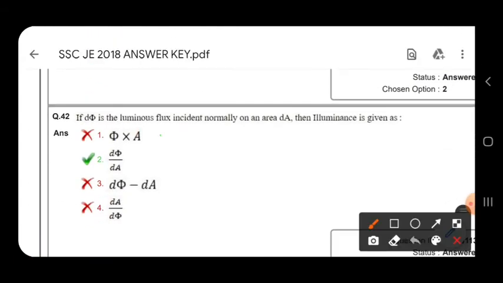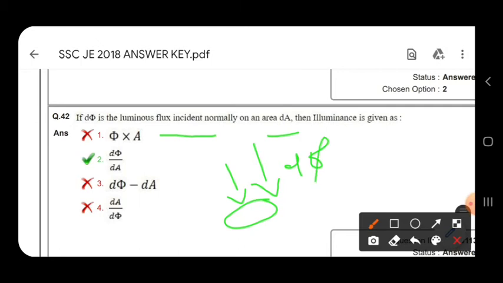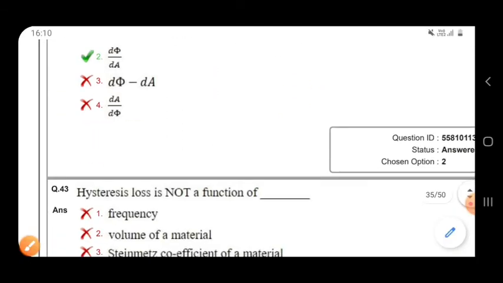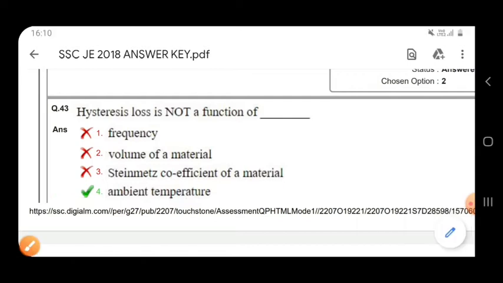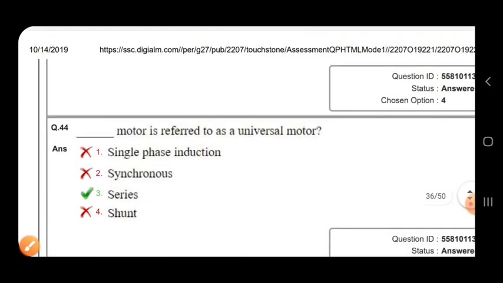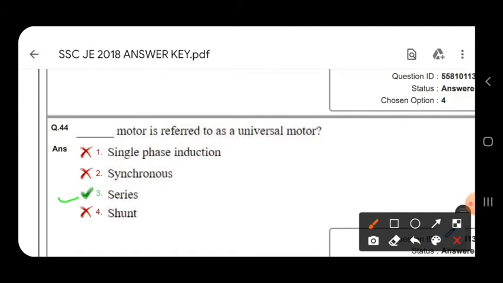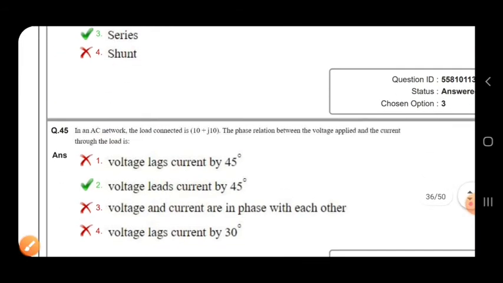If d phi is the luminous flux incident normally on an area of dA, just imagine this is an area and the flux incident is d phi, so the illuminance is d phi upon dA. Hysteresis loss is not a function of ambient temperature because hysteresis loss does not depend on ambient temperature. Series motor is known as a universal motor. All of you know this, it is an easy question.